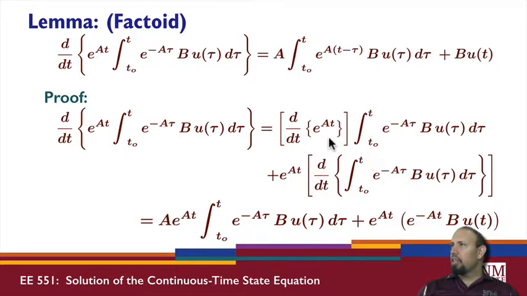Now, let's take a look at what's going on. The derivative of e to the at with respect to time is a e to the at. So we already know that property. And then this I just leave alone. And then over here, I'm going to have e to the at times the derivative of this quantity. Okay, so that's the derivative of this quantity.